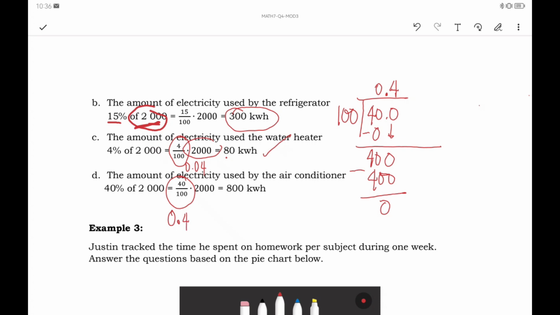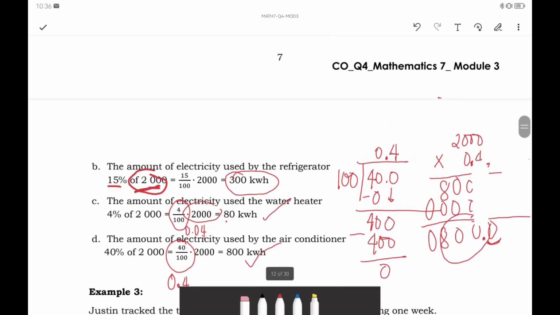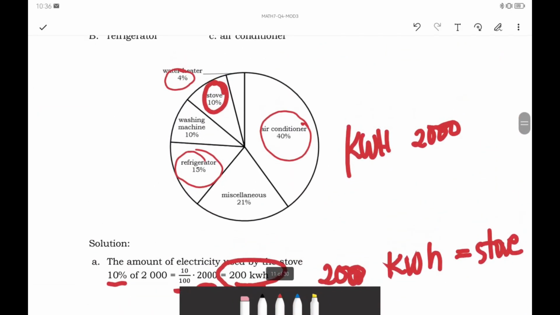You need to multiply 0.4 by 2,000, so that is 2,000 times 0.4. We have 0, 0, 0, 8. There is only one decimal place, so from here, the answer is 800. So this is correct. That is how you look for the kilowatt hours, or the kilowatts used by each appliance.